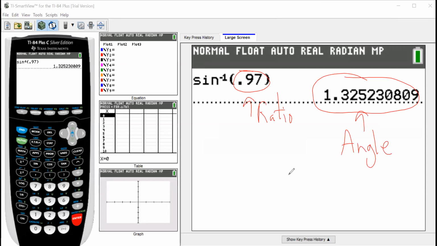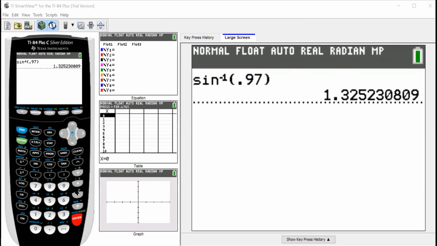Let's also think about what quadrant this is in. Because the sine value was positive, so the ratio that we put in was positive 0.97. Well, we know sine is positive in both the first and the second quadrant. But inverse sine only gives us answers in the first quadrant, so we know this angle 1.32523 is in the first quadrant. Okay.